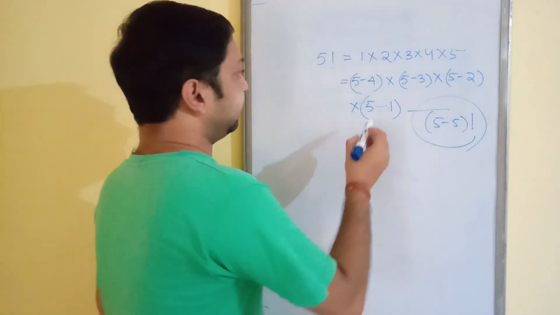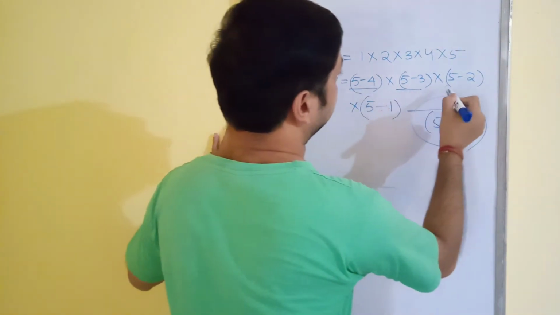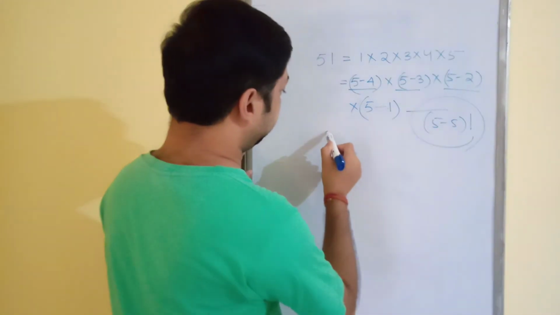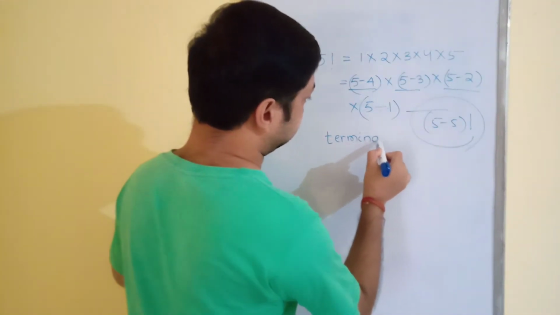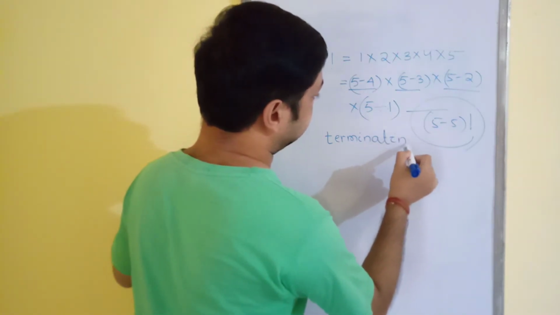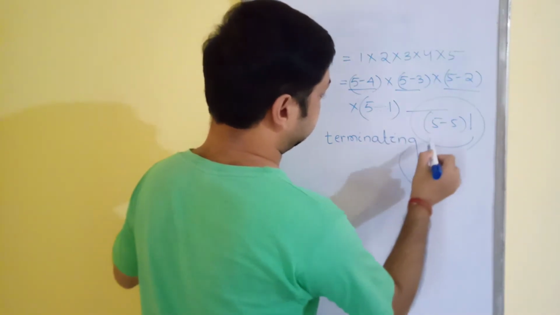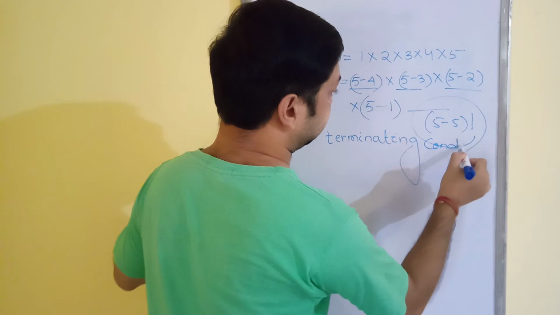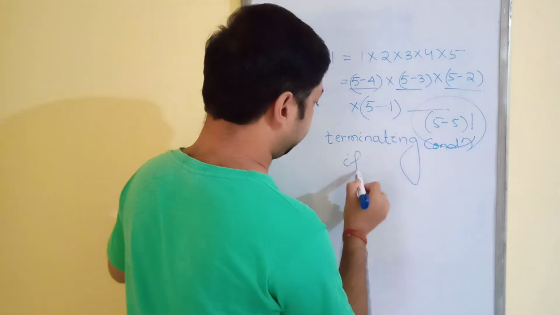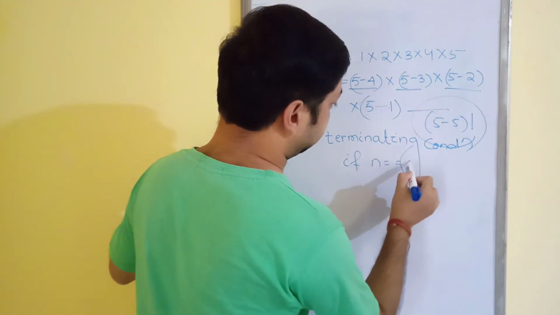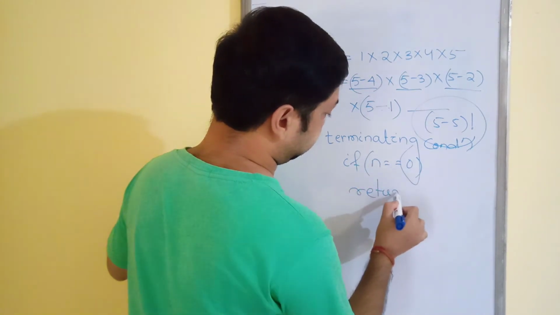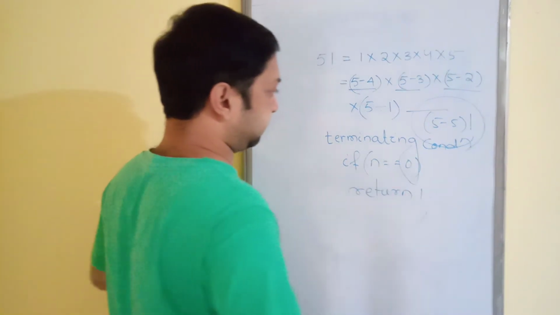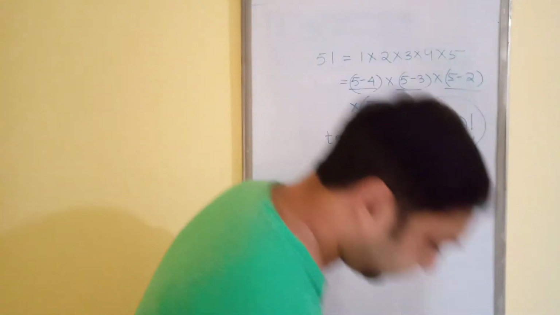So you can see every term is expressed in terms of 5, and what will be the terminating condition here? The terminating condition in recursion is if n equals 0, then simply it will return 1. So let us try to write the program.